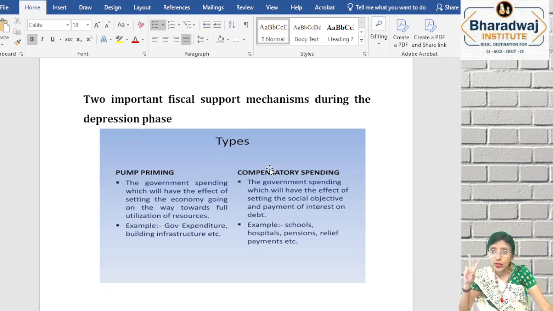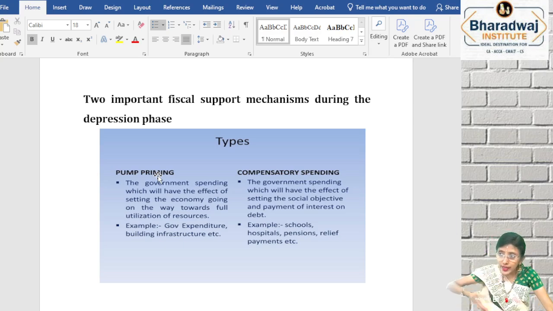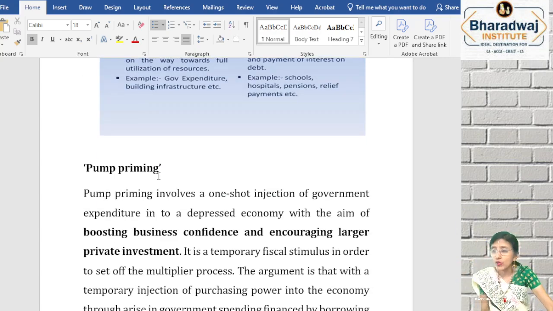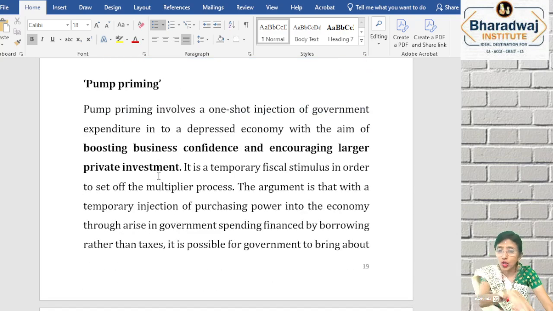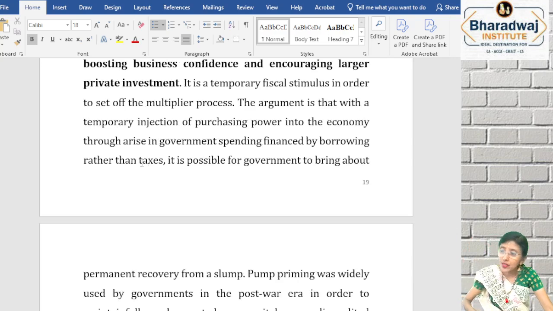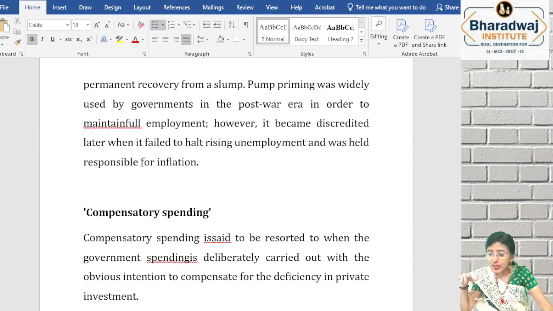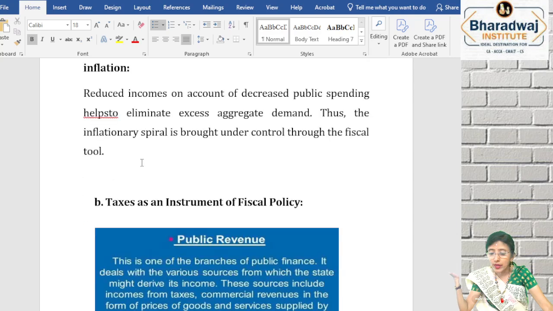I told you two concepts in spending: pump priming and compensatory. So what is pump priming? Here the government is spending to encourage the private sector also to do it. But in compensatory, there is a clear-cut shortfall. It has to compensate for the shortfall in the private sector. In the case of pump priming, it is to encourage, to set an example, to induce them. Compensatory is: what you are doing is not adequate, therefore I am compelled to do. I am compensating for what you are not doing. That is compensatory expenditure or spending. So that is very important.